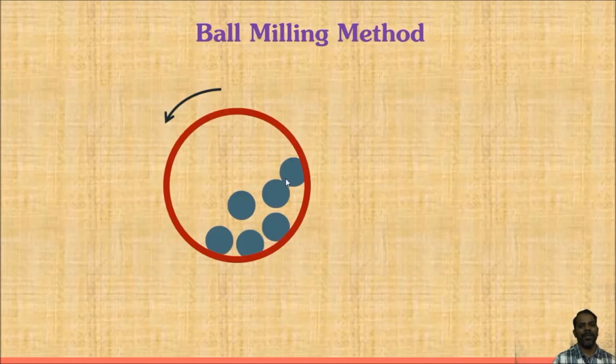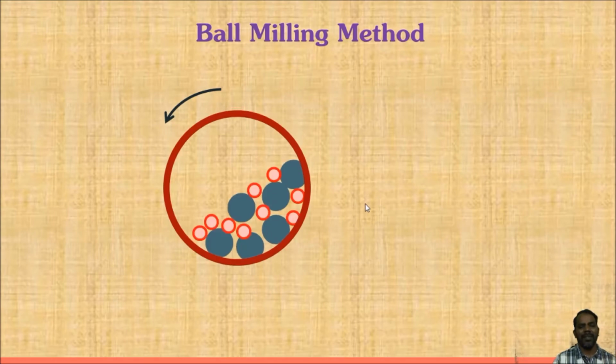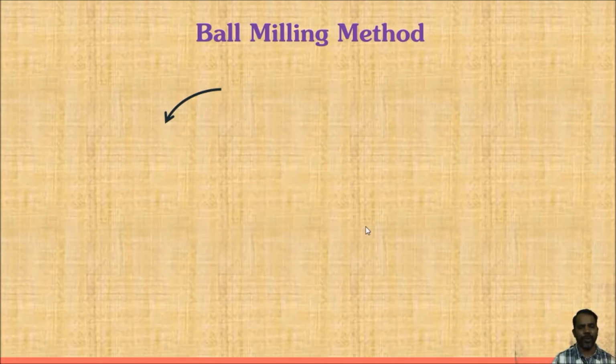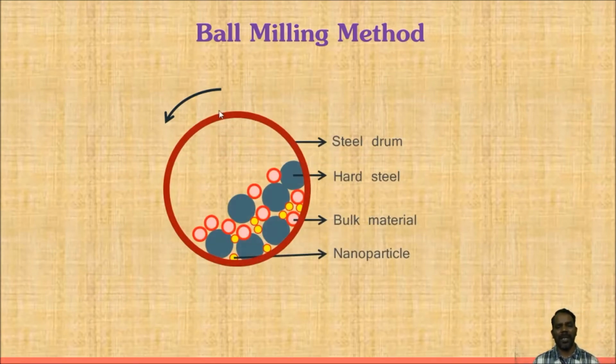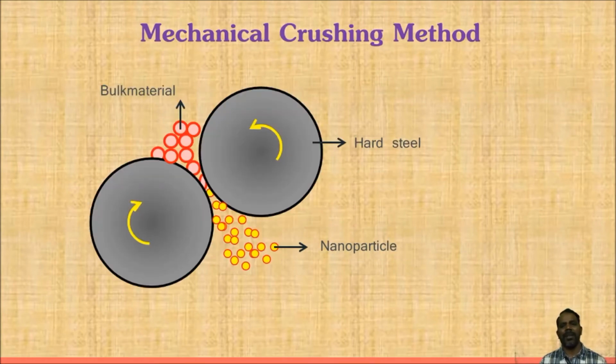In the ball milling method, this is a solid cylinder. The solid materials, the macroparticles, are filled inside and the drum is rotated. We get nanoparticles. These solid materials collide with one another, and the particle lying between the two has its size reduced. This is the steel drum, these are the hard balls, these are the bulk materials, and these are the nanoparticles. Another method is mechanical crushing.